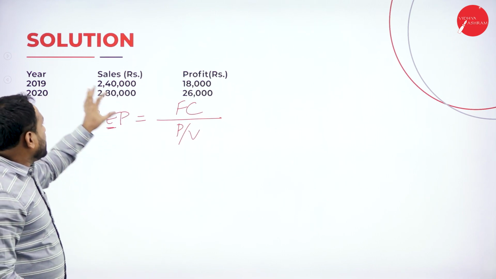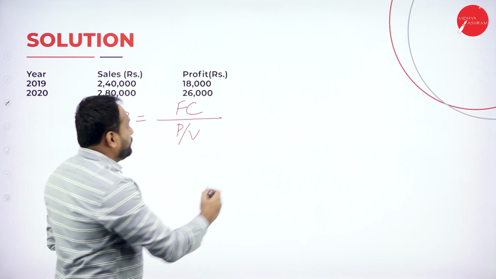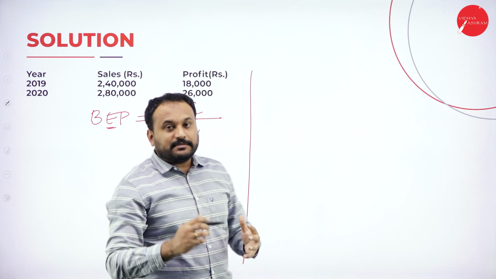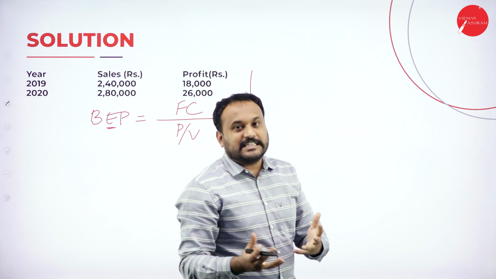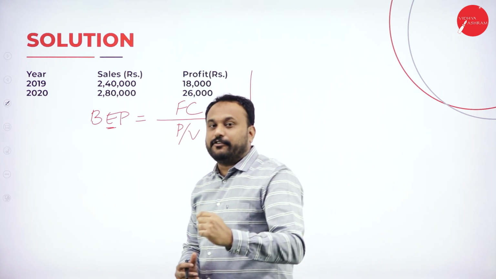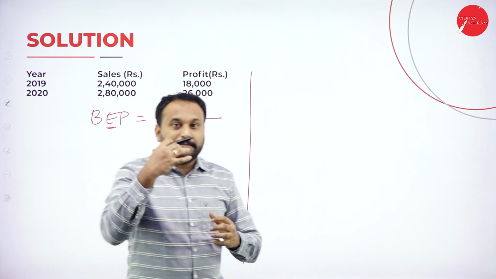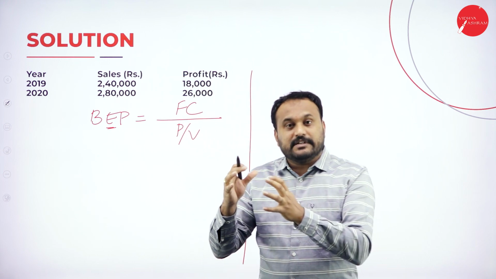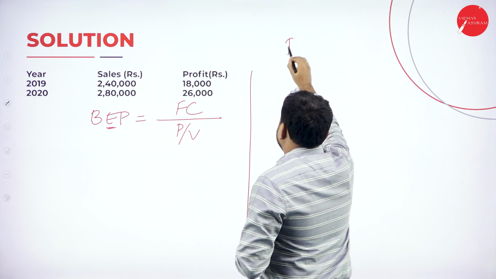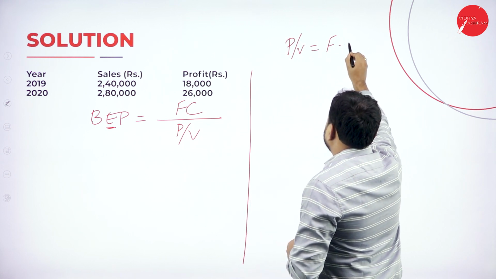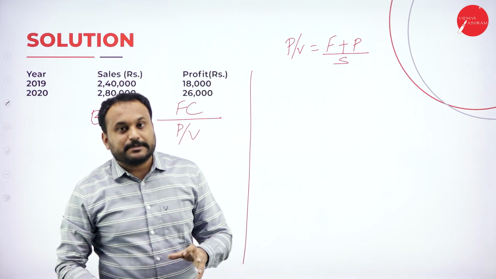Now here we don't have fixed cost in the question at all. So how can we find fixed cost? For that, I'll just divide this here. We have something called the Abhilash Chandra tricks. What exactly is this ACT all about? We know a formula which can find fixed cost. If fixed cost is not given, we can find it; if profit is not given, or even if sales is not given, we can find those. So what is that formula? The formula is PV is equal to F plus P divided by S.